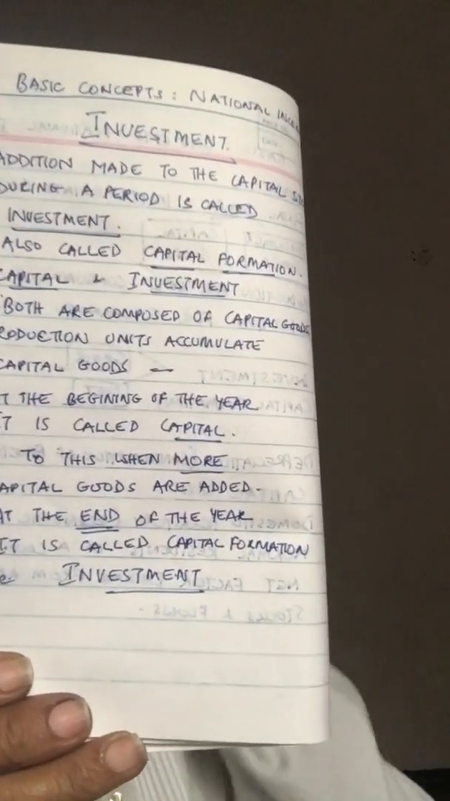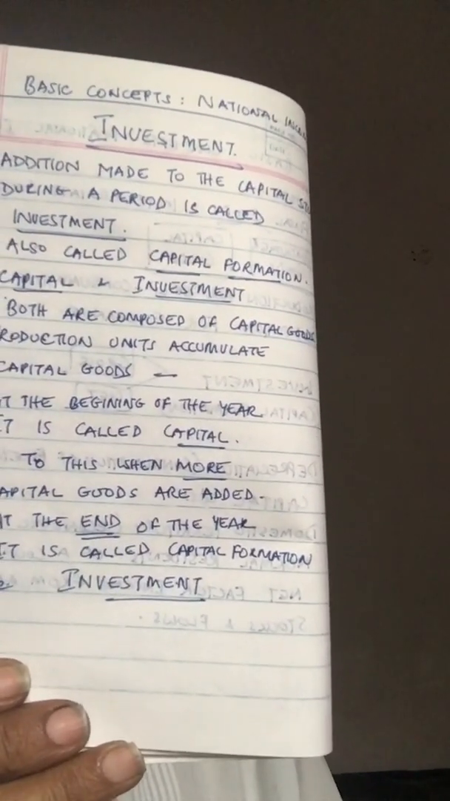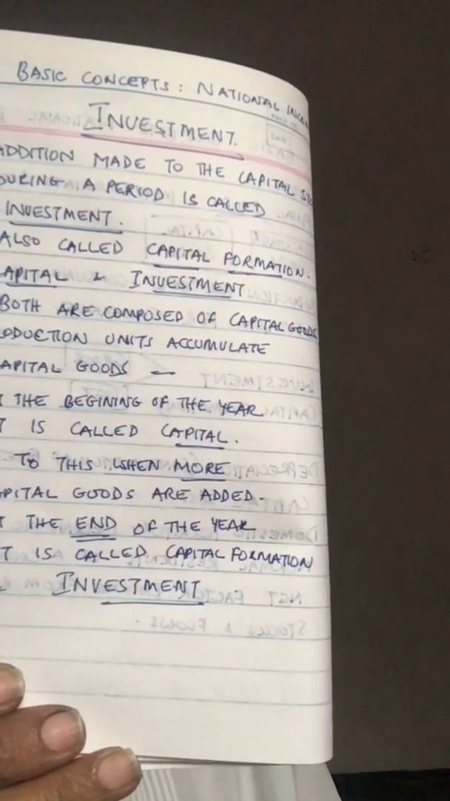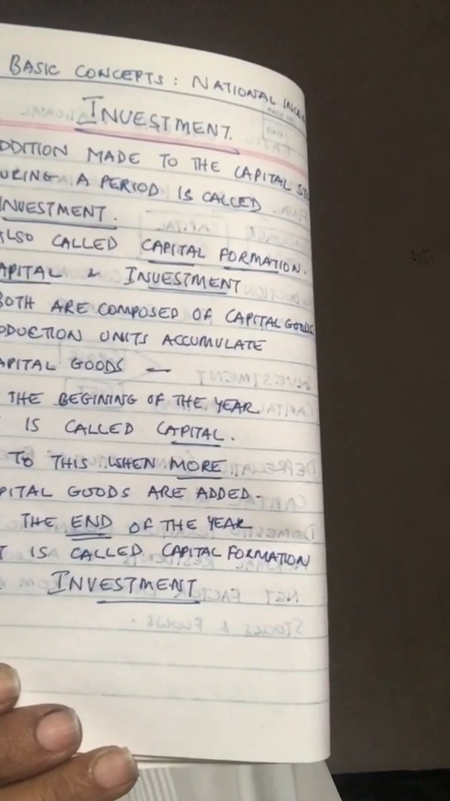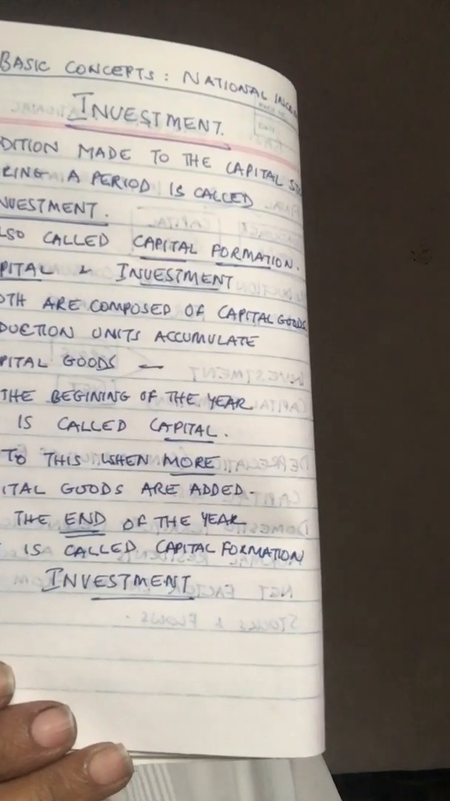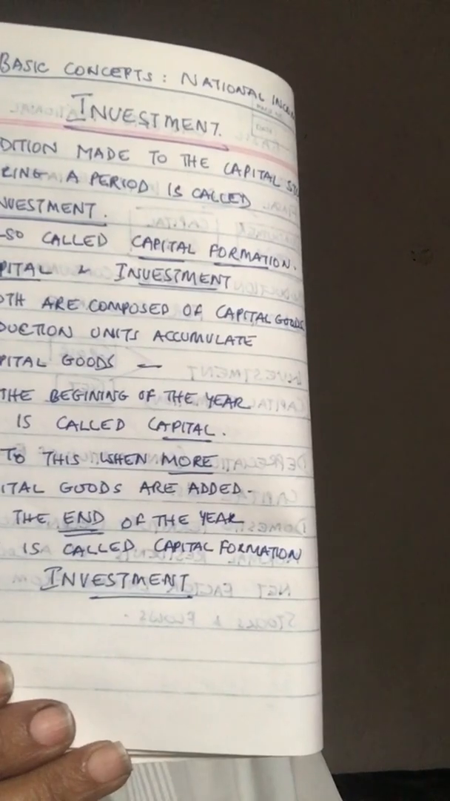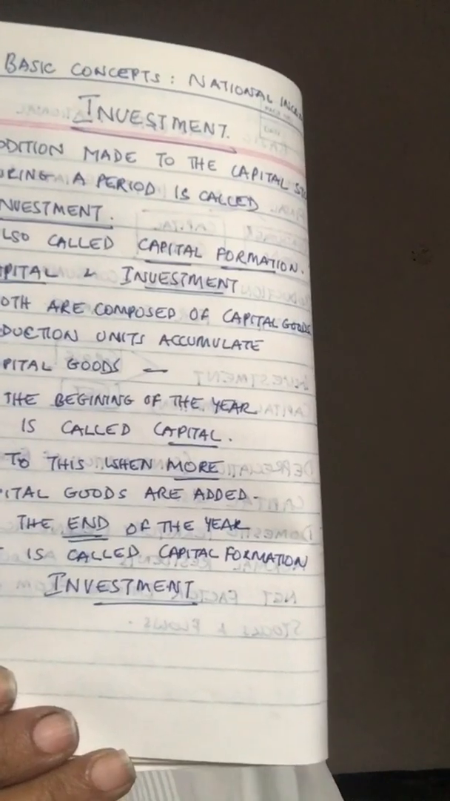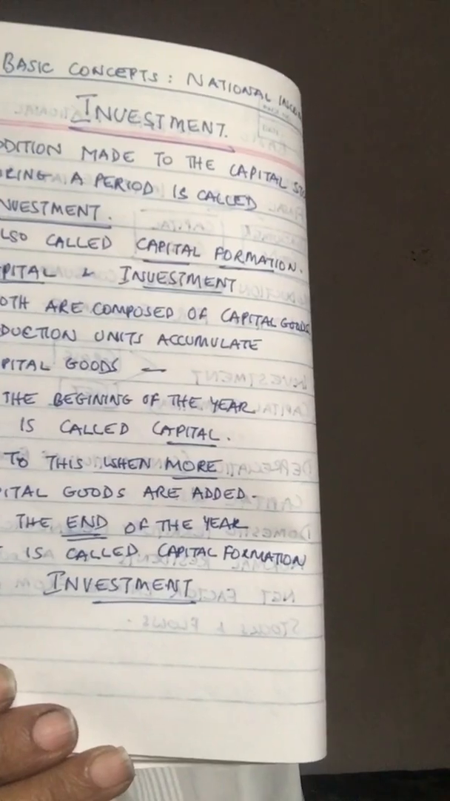To take an example, suppose the capital of a firm at the beginning of the financial year is rupees 10 crores, and at the end of the year it is rupees 11 crores. This addition of 1 crore during the year is investment. The beginning of the year capital is rupees 10 crores, and at the end of the year capital is rupees 11 crores. So I hope you've understood the difference between capital and investment.